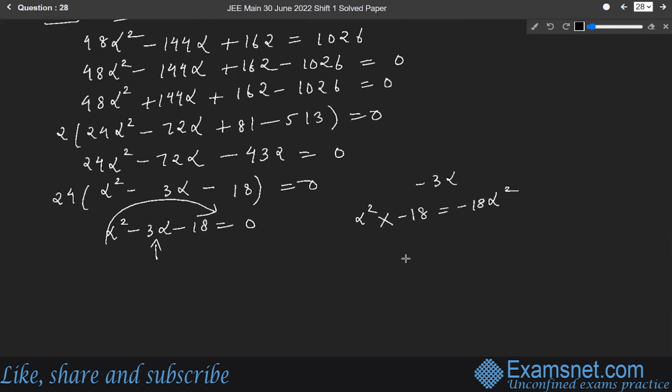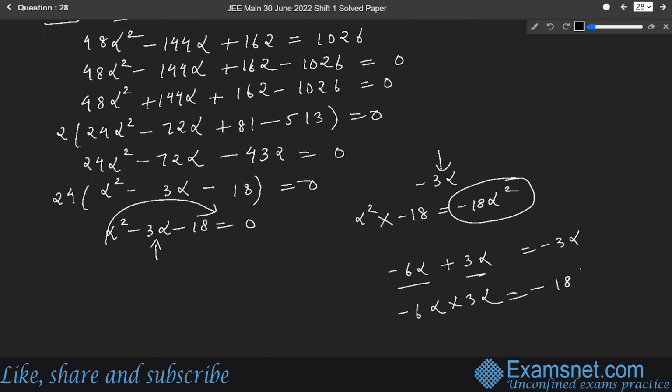We have to find two numbers whose product should be equal to minus 18 alpha square and whose sum should be equal to minus 3 alpha. So the two numbers can be minus 6 alpha and plus 3 alpha. When we add these values, we get minus 3 alpha. And when we multiply minus 6 alpha into 3 alpha, then we get minus of 18 alpha square, right?